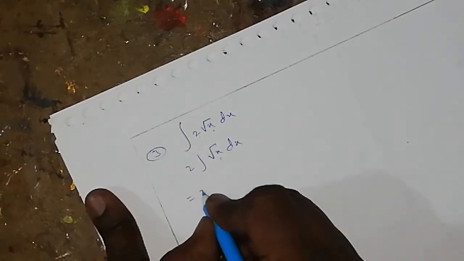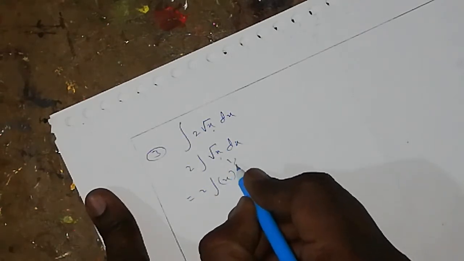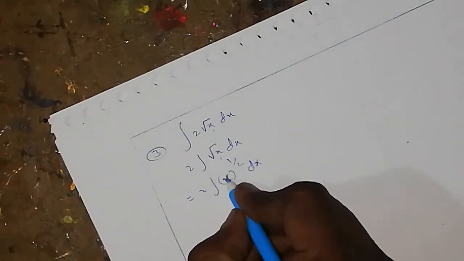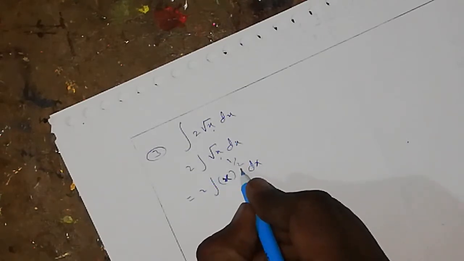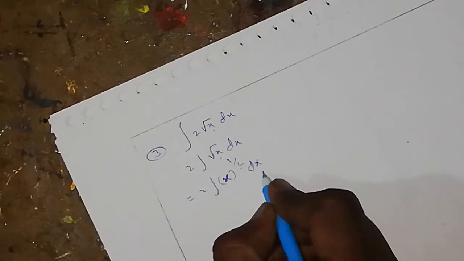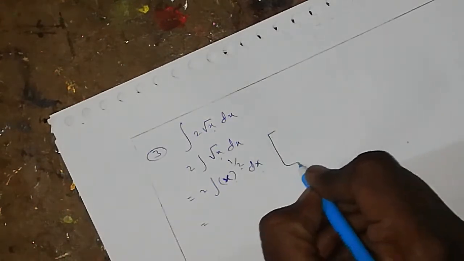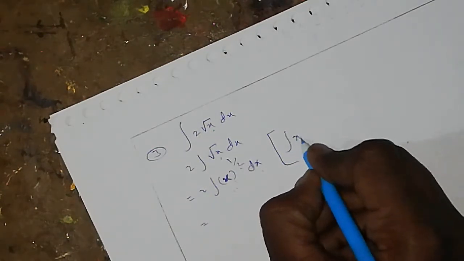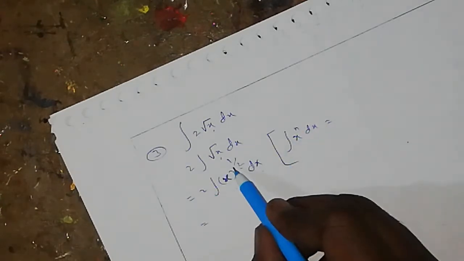So all of you know, 2 into root x, how can we write root x? x to the power of 1 by 2 dx. Root x is nothing but power 1 by 2. x to the power of 1 by 2 dx. Now it is in the form. Which form are you identifying? It is in which form? Integration of x power n dx form. Here n refers to 1 by 2.